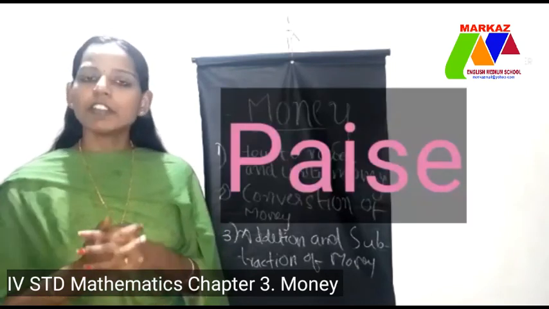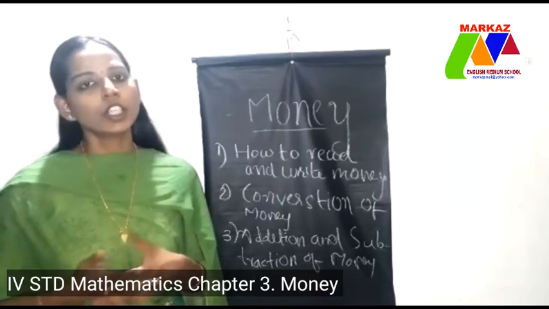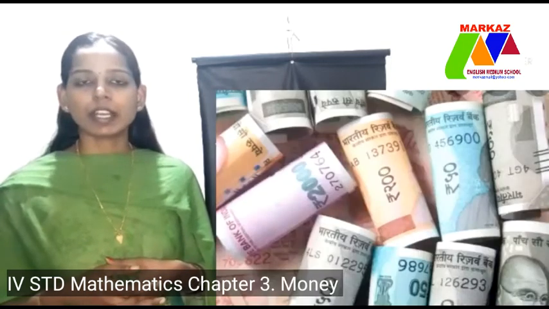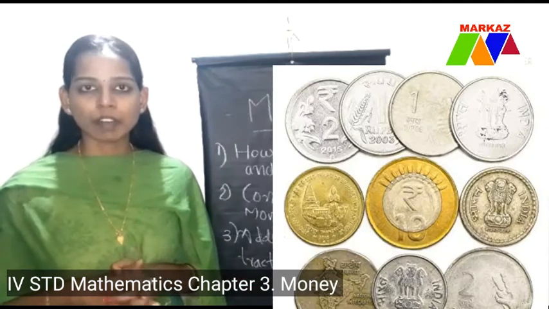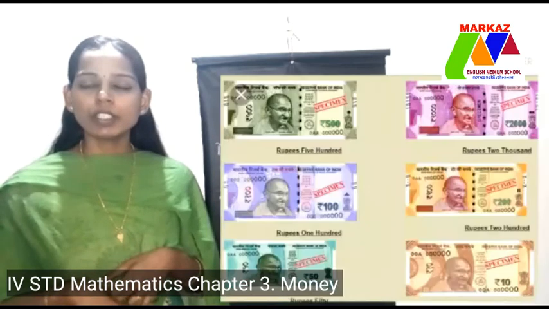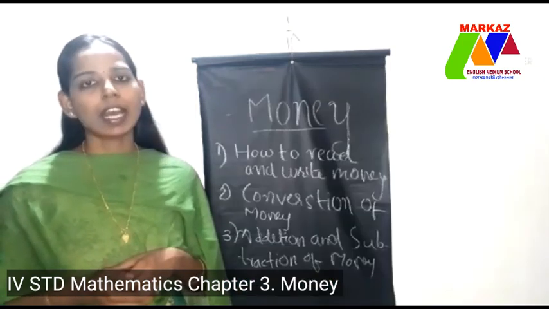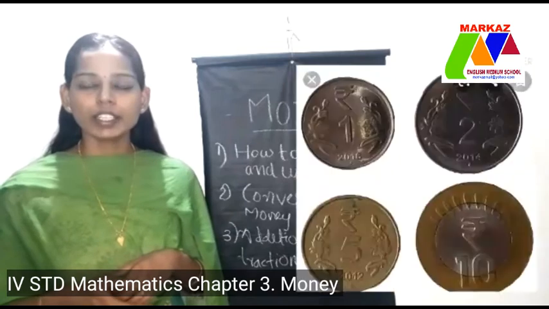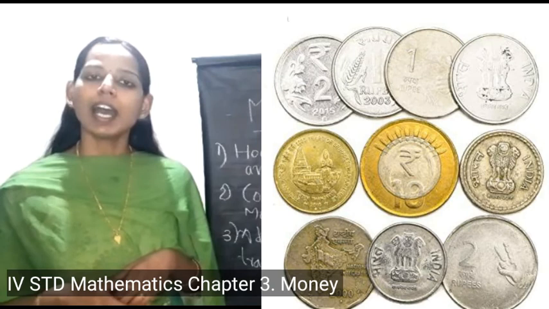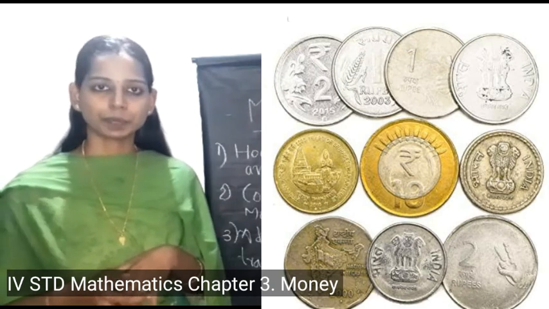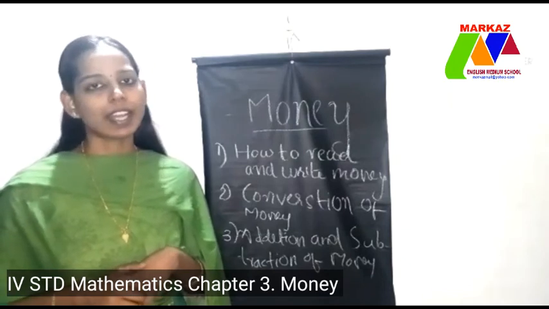In our country, we have two types of currency, paper currency and coins. Paper currencies are issued by the Reserve Bank of India. So we have the notes of 10, 20, 50, 100, 200 and 2000, and the coins of 1 rupee, 2 rupees, 5 rupees and 10 rupees. Okay, now let us study how to read and write money.